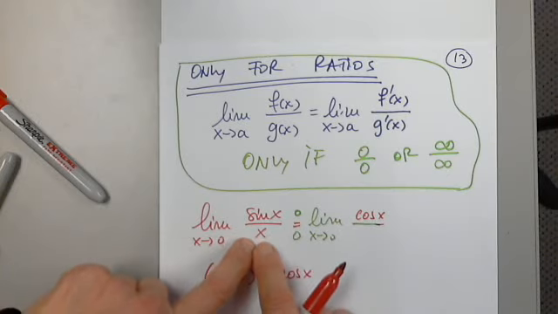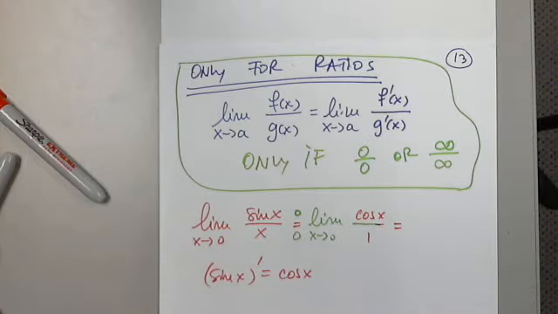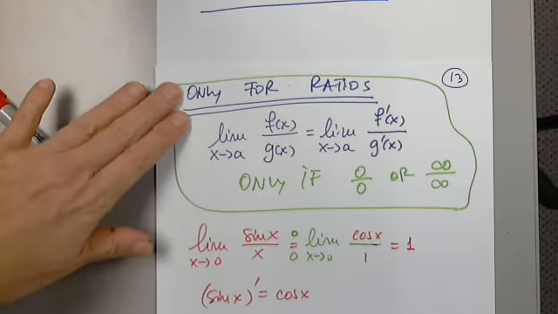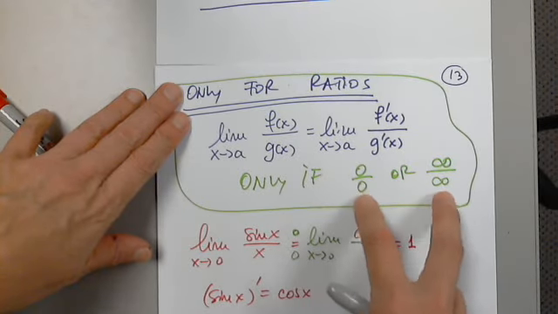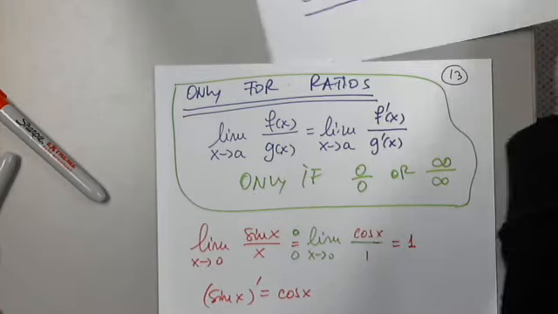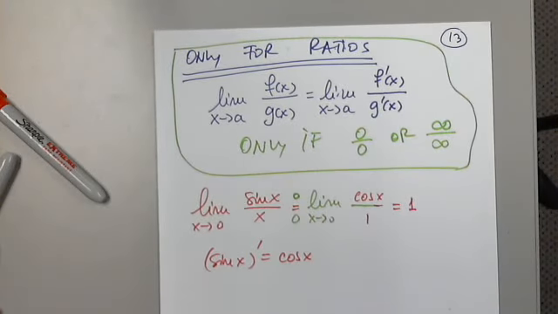What is the derivative of x? 1. So now please give me this limit. When x approaches 0 from either side, cosine approaches 1. This is a very elegant way. The rule is very powerful. We're going to use this rule moving forward for ratios in the indeterminate case. Okay, sorry for jumping ahead.